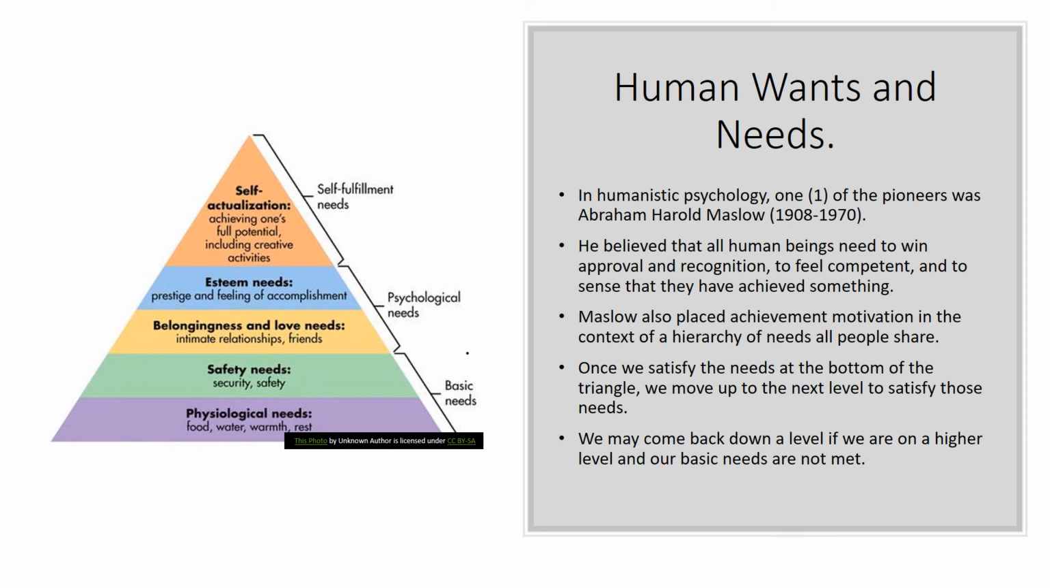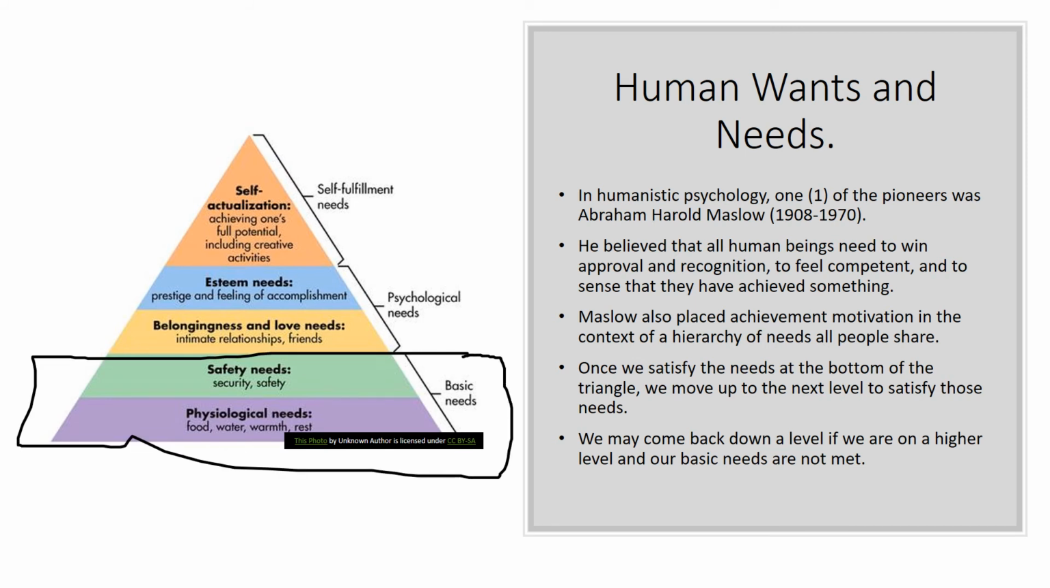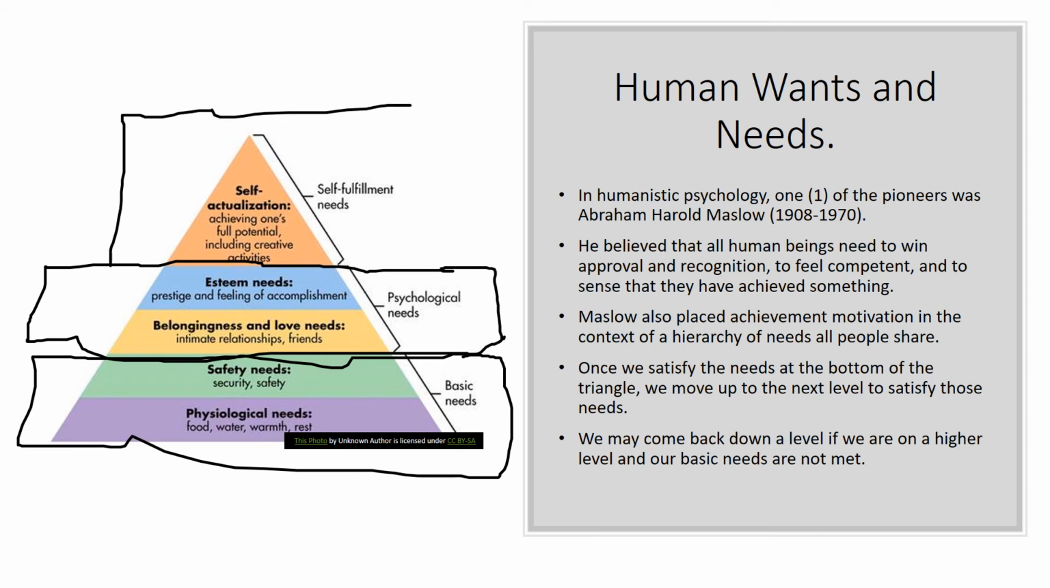He had the basic needs. I'm going to block this off for you. The basic needs were the first level. The psychological needs were the second level. And then at the top were the self-fulfillment needs. Okay? Once we satisfy the needs at the bottom of the triangle, we move up to the next level to satisfy those needs and continue to move up. Now, we can always move back down a level if we're on a higher level and our basic needs are not met. But this was his basic hierarchy of needs.